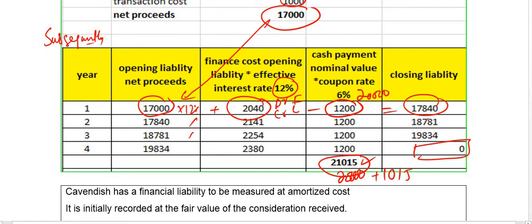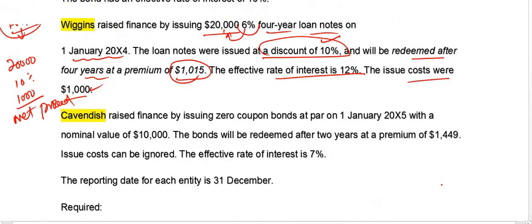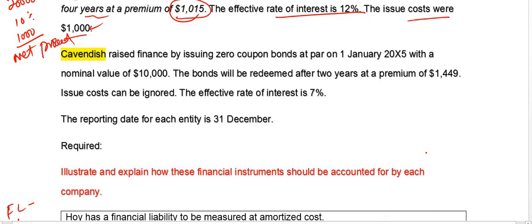Now let's move on to another question, that is C. RES is financed by issuing zero.